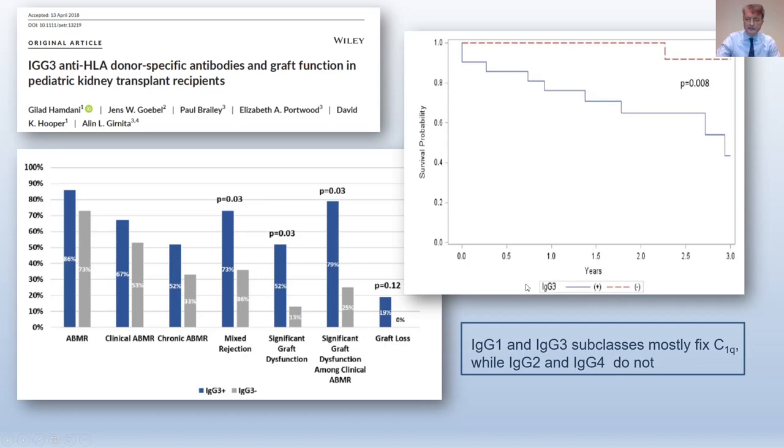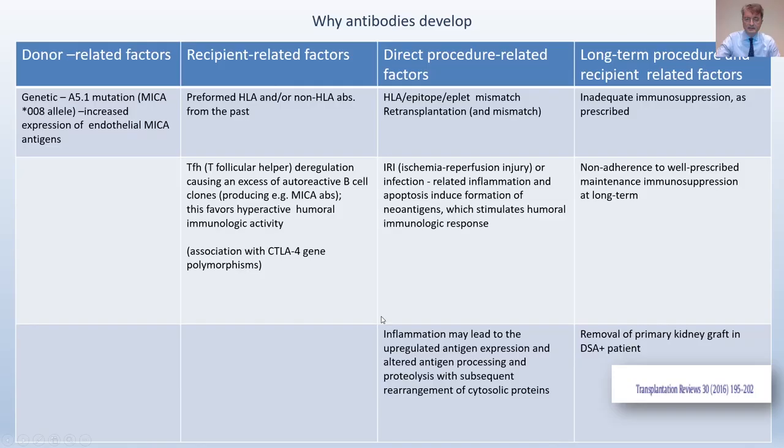Here is an example showing that patients having more clinical troubles produce more IgG3, so class 1 antibodies. Why do they develop? There are certain factors related to the donor, recipient, procedure, and long-term follow-up. For donor-related factors, there is a mild genetic predisposition associated with increased expression of endothelial MICA antigens, which stimulate production of specific antibodies.